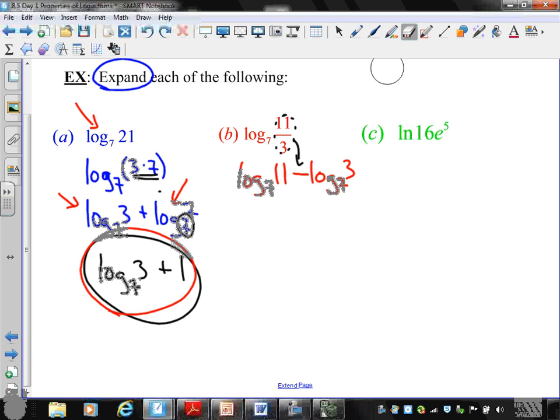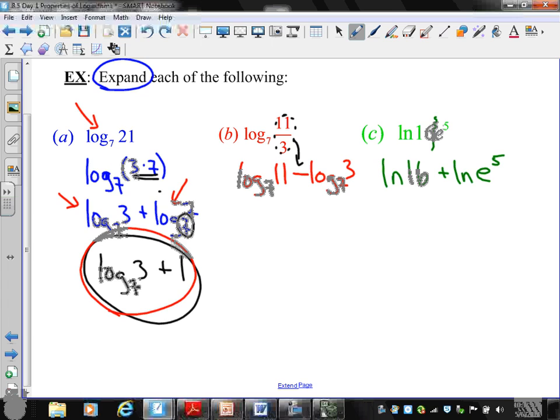Okay, so I have a product here, right? I have 16 times e to the 5th. So I'm gonna split this up. I'm gonna call this the log of 16, and again, multiplication turns into addition of the logarithms. So this becomes the log of 16 plus the log of e to the 5th.